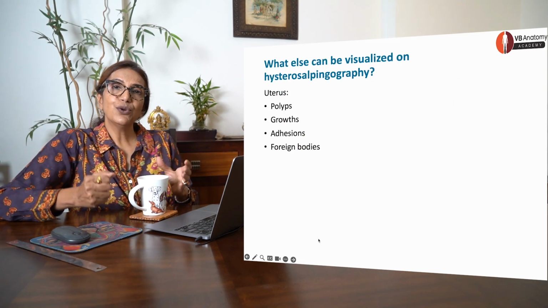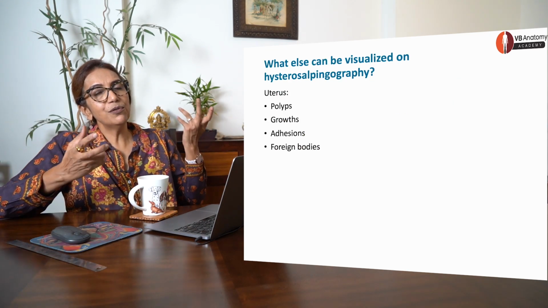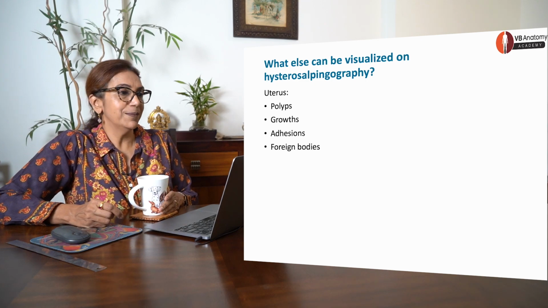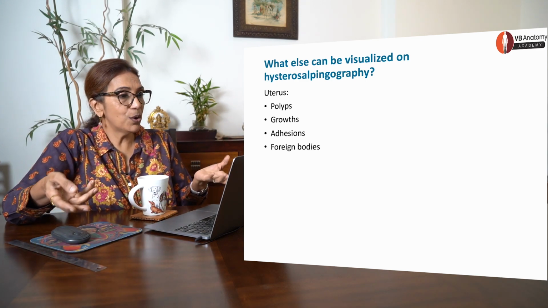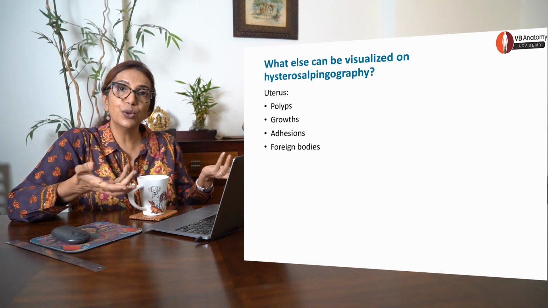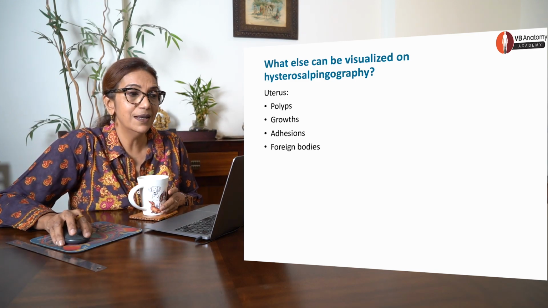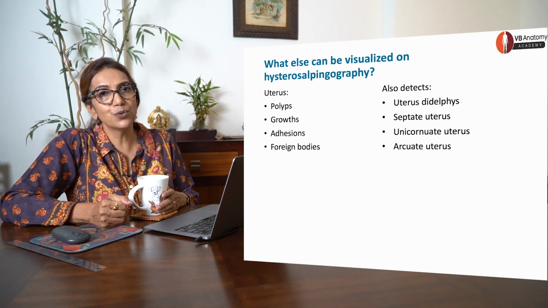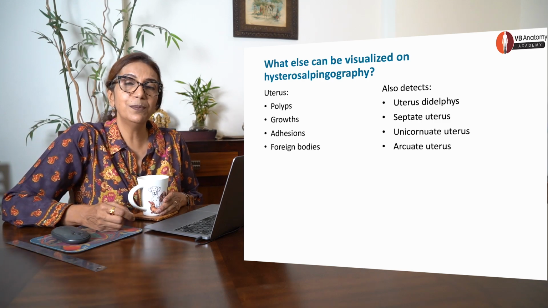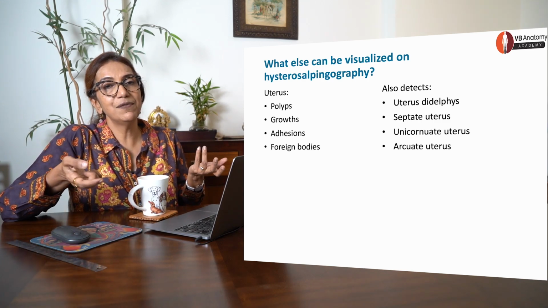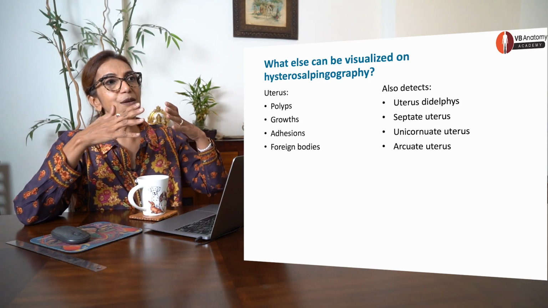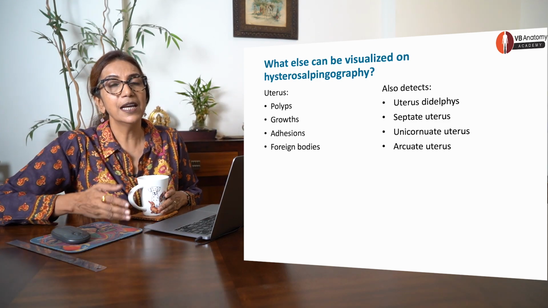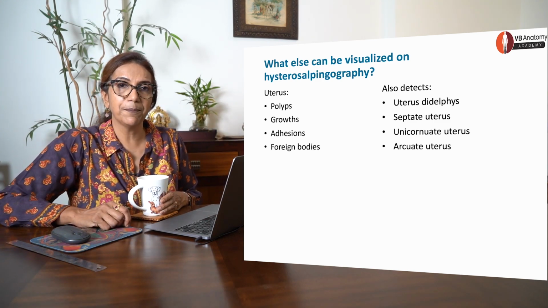What else can be visualized by this procedure? Is it only to find out if fallopian tubes are blocked? You can find if the uterus has polyps in it, foreign body in it, adhesions in it, growths in it. All that also is done. You can even tell the shape of the uterus. So many congenital anomalies such as uterus didelphys, septate uterus, unicornuate uterus, and so on. All these will be clearly delineated in your hysterosalpingogram.